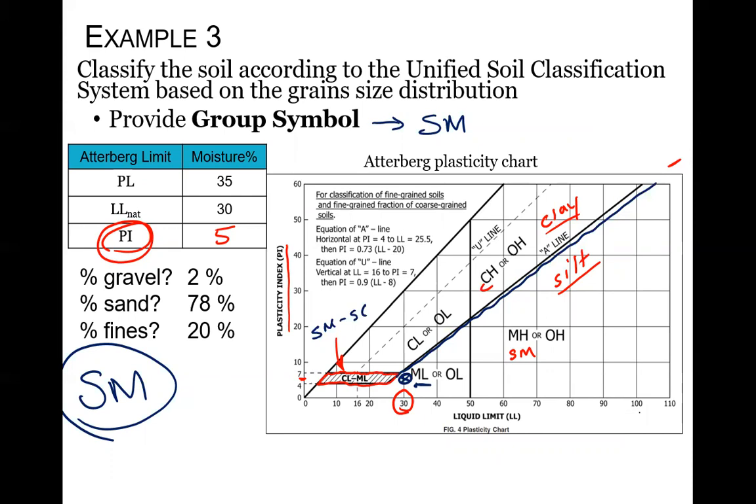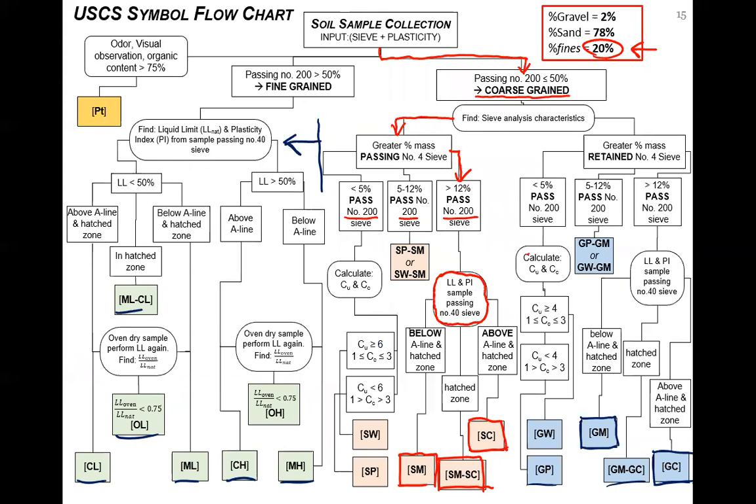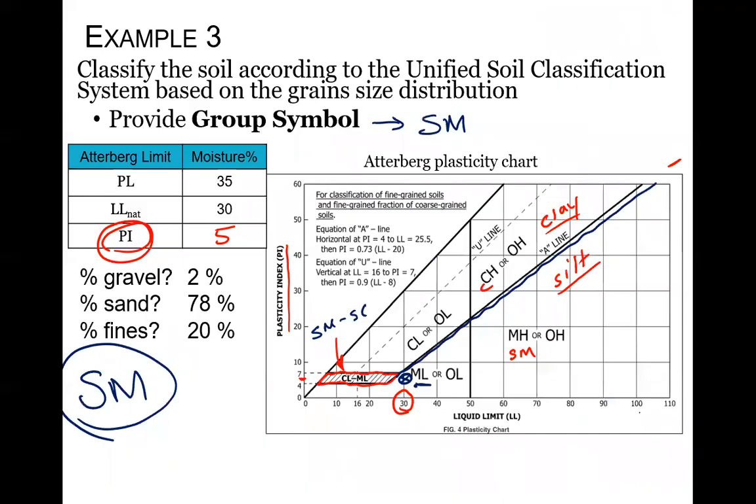So we were on this flow chart right here. Since greater than 12% is passing the number 200 sieve, and we have 20% passing the 200 sieve, we follow that tree down. Our sandy soil still has enough plasticity in it that it needs to be defined. So we still look at the Atterberg plasticity chart, but instead of caring about the OH and the C or the H and the L, we look at just the A line. And we still plot the two values here, the liquid limit and the plasticity index.